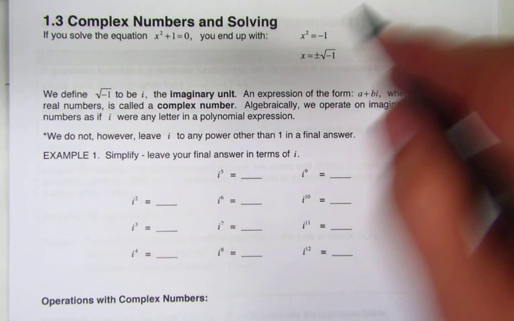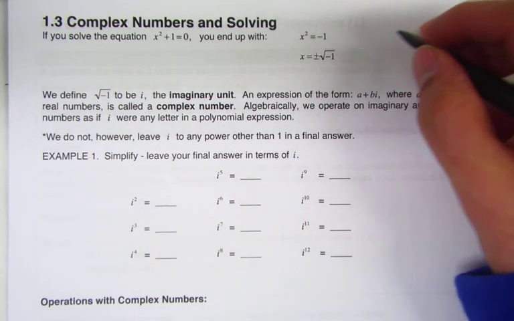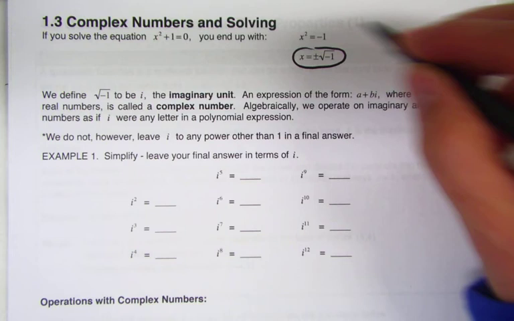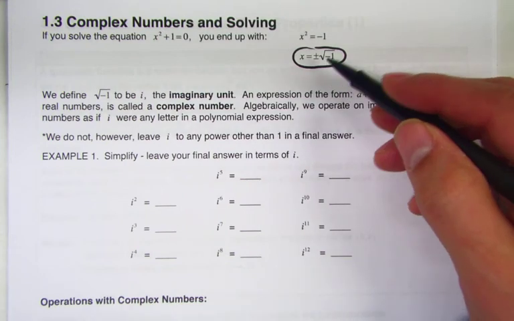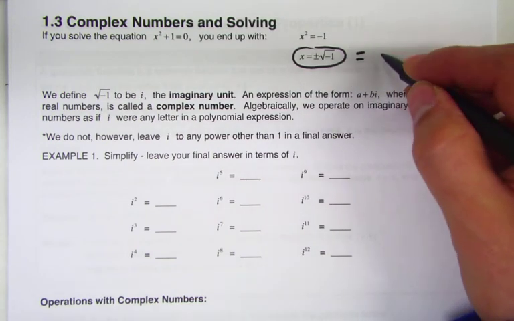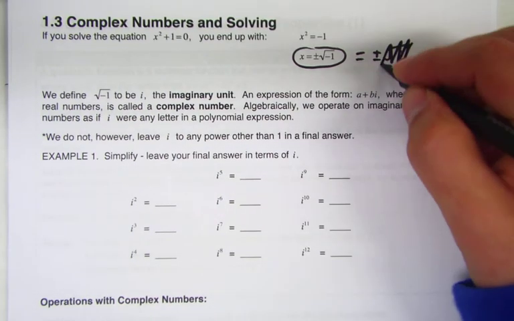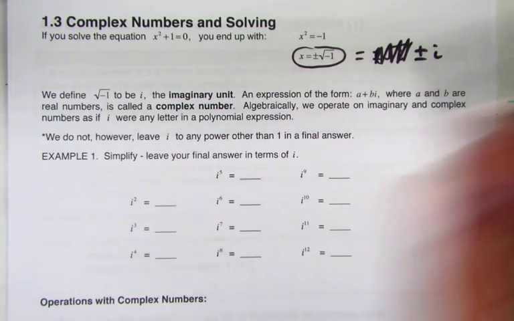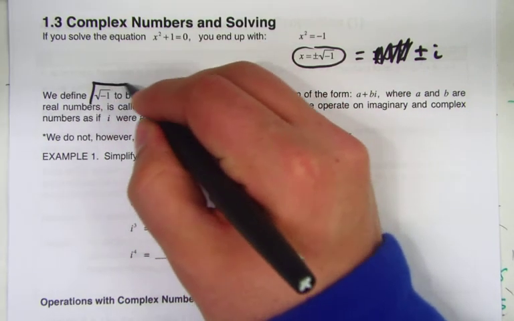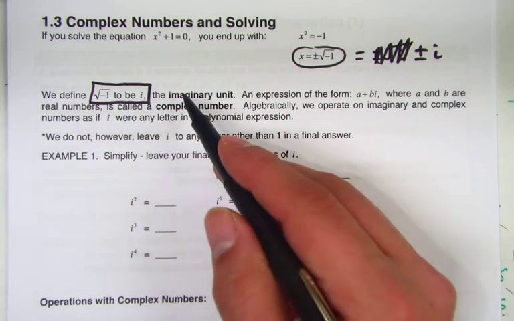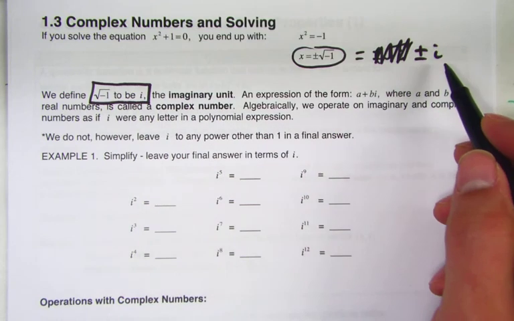So just to review, the square root of -1 is really going to be defined as i. Oops, not square root of i, but i. In other words, if you see a negative inside a square root, that's just going to make your answers imaginary.